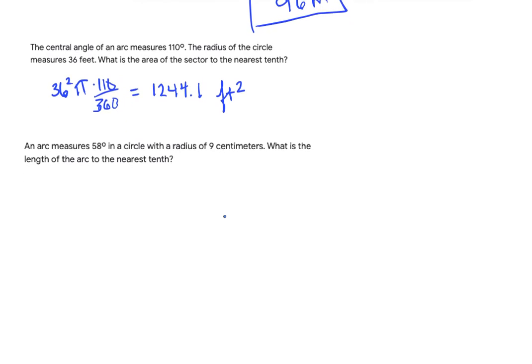And then the last one is the arc, and this is just that portion of the circumference. So we have 58 degrees, and we have a radius of 9 centimeters. Well, we need diameter times pi, so I'm going to do 18 pi times 58 over 360. When I do that, I get 9.1 centimeters for my arc length. Let me know if you have any questions.